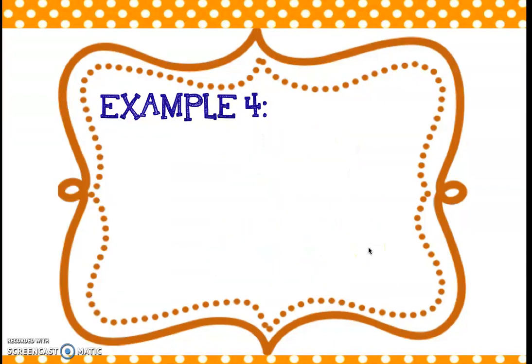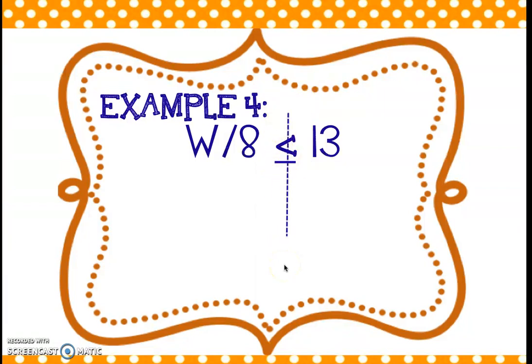All right, number 4. We have W divided by 8 is less than or equal to 13. First thing we're going to do is draw our line down the middle of the inequality sign and look for our inverse operation we're going to use. So I have W slash 8. That slash means that we're dividing, and the inverse to that is going to be multiplication. So to cancel it out, I'm going to multiply by 8.